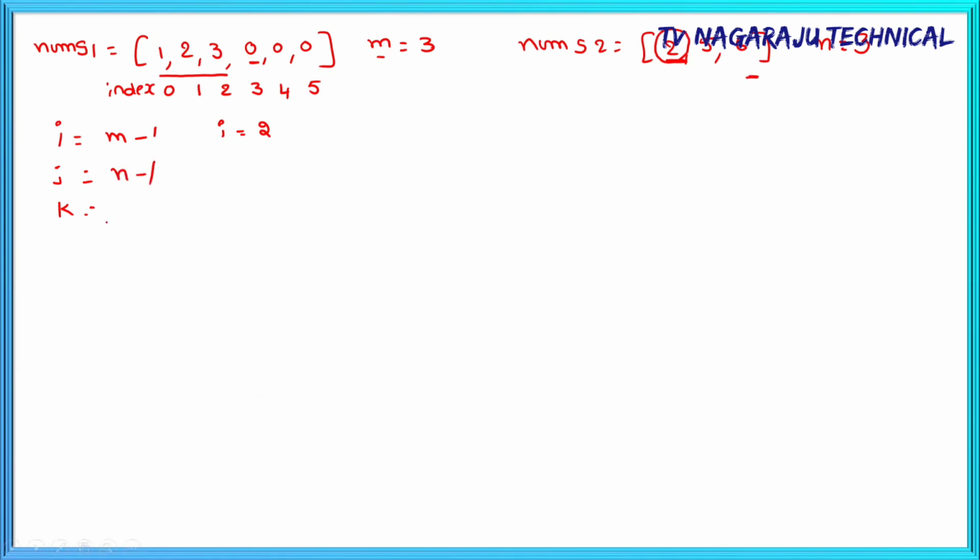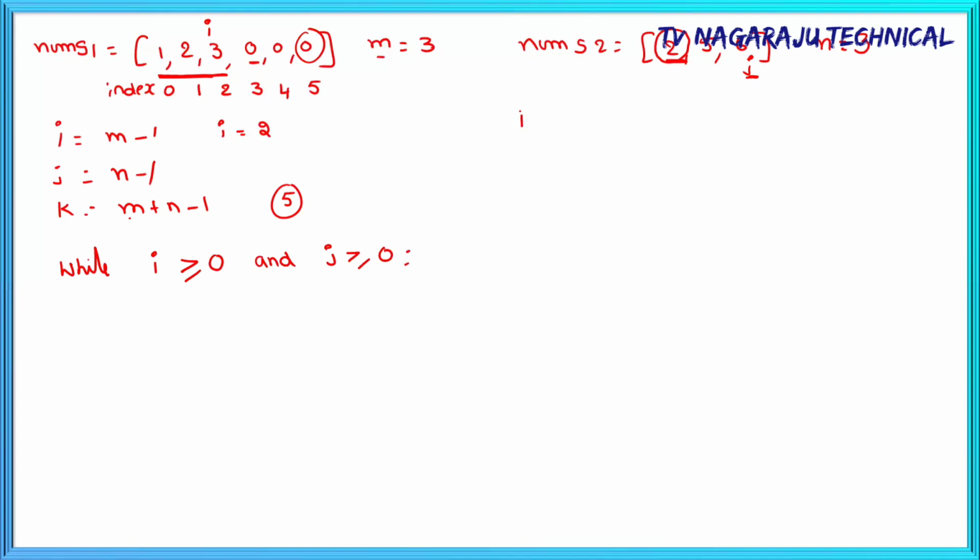Now k. What is the k value? For placing purposes, m plus n minus 1. So 3 plus 3, 6 minus 1, that is 5, the last position. You got it? Now observe how I write the logic. First I will write while i greater than or equal to 0. Initially this is the i value, this is the j value. So I am moving in reverse direction, while i is greater than or equal to 0 and j is greater than or equal to 0.